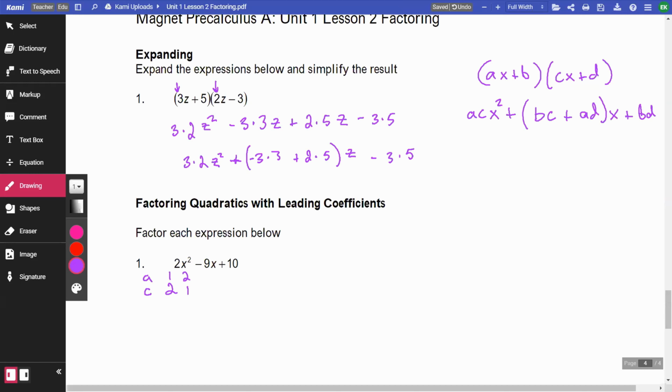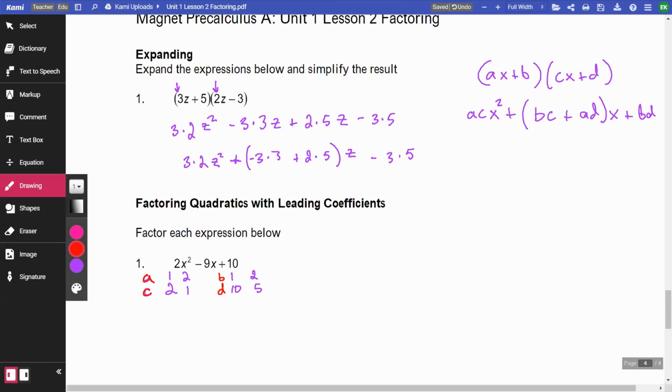What are the possibilities for 10? 1 times 10, 2 times 5, and I think that's it. I'm going to make this red. A, C, B, D. That is what I want. So we have possibilities for A, we have possibilities for C, we have possibilities for B, and we have possibilities for D. Now I want to look at what is AD plus BC in all of these situations.